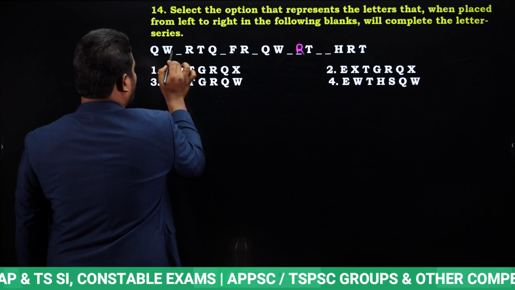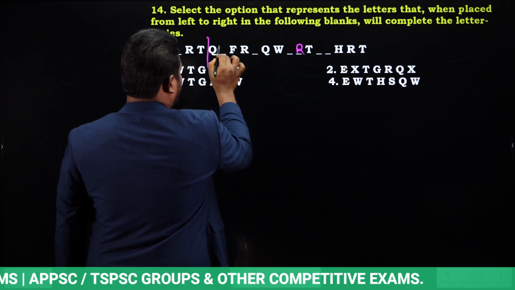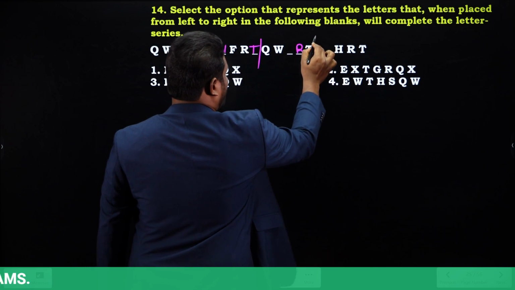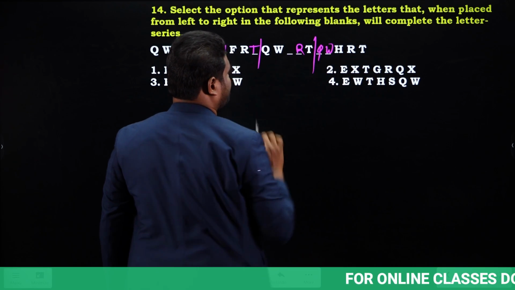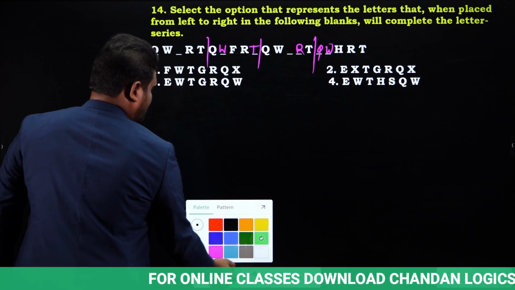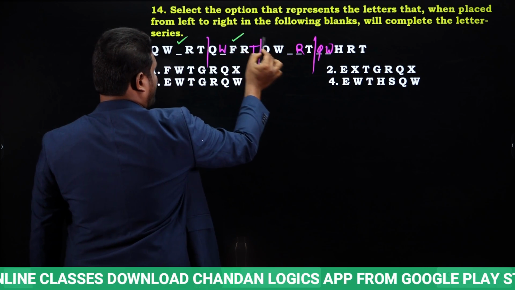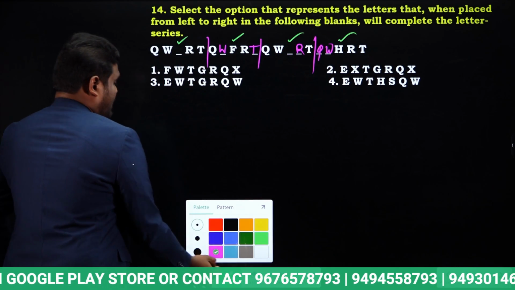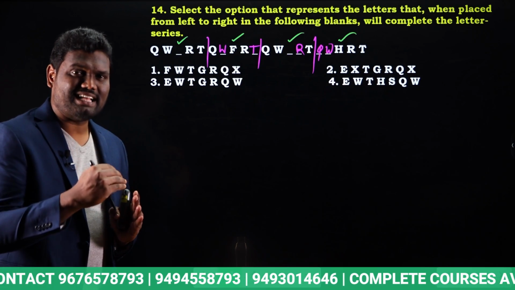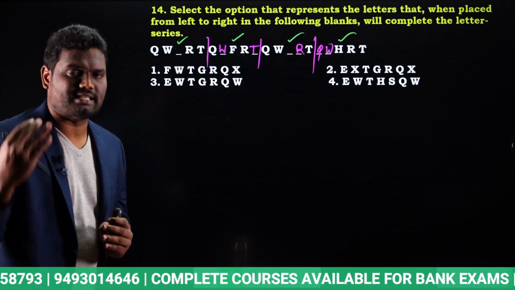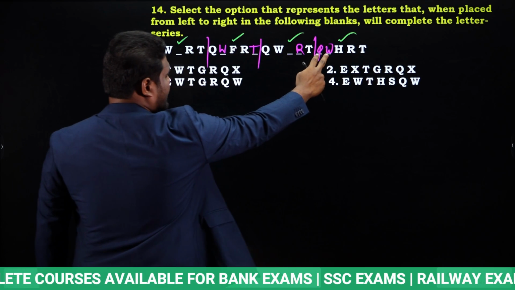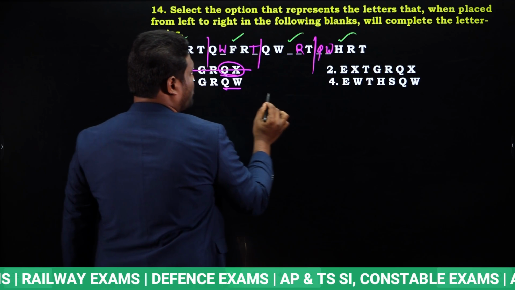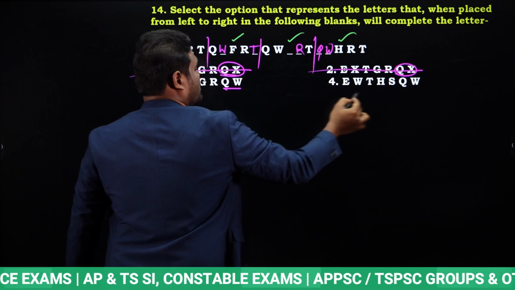Now observe here. QW, RT. QW, RT. Actually, if you observe here carefully, this middle one, what is going to come? Let's forget about that. But here it is very clear. QW space RT, QW space RT, QW space RT. Yes or no? Now based on that, the last two should be QW. Last two should be QW. No, wrong answer. Last two QW. No. Wrong answer.